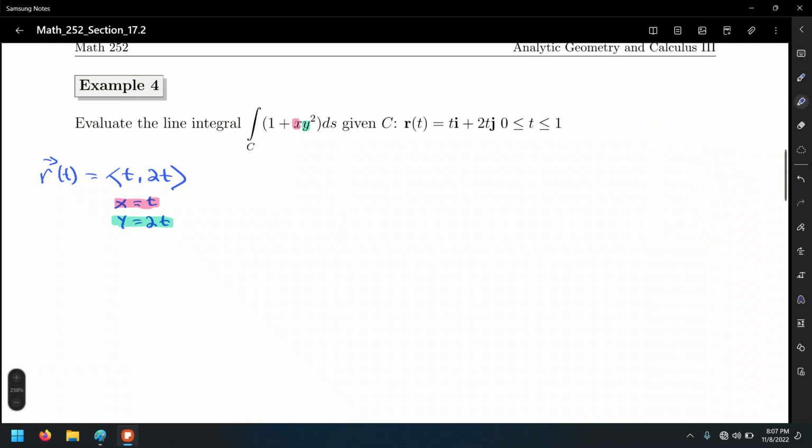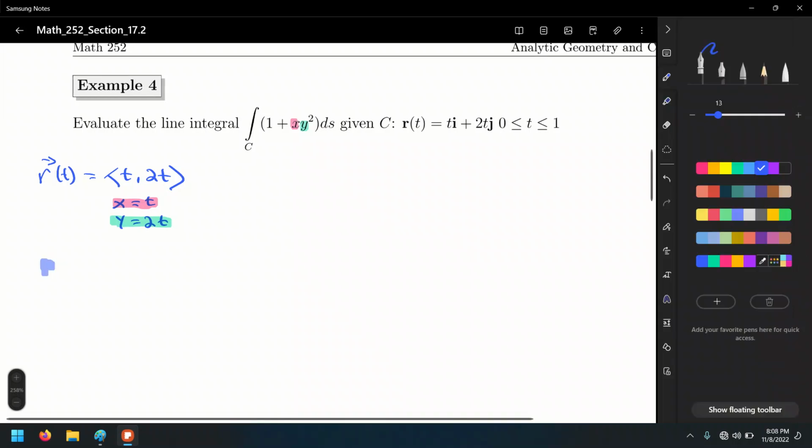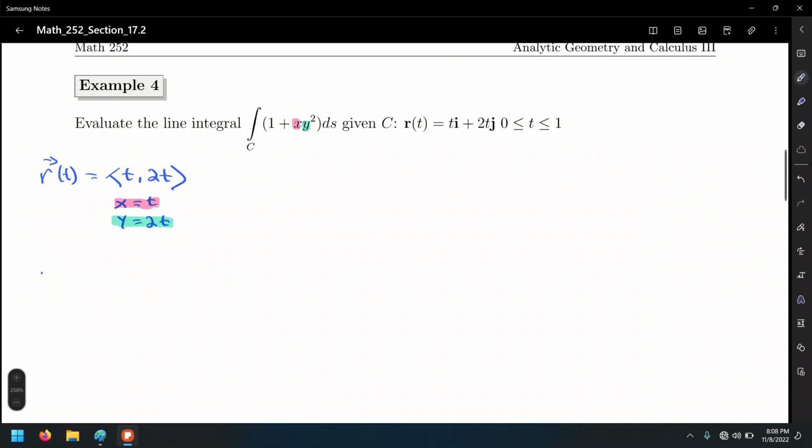So we need the derivative of this vector valued function, r prime of t equals 1 comma 2, but we also need the magnitude of this vector. That's the square root of 1 squared plus 2 squared, which equals the square root of 5. So let's write down this integral.